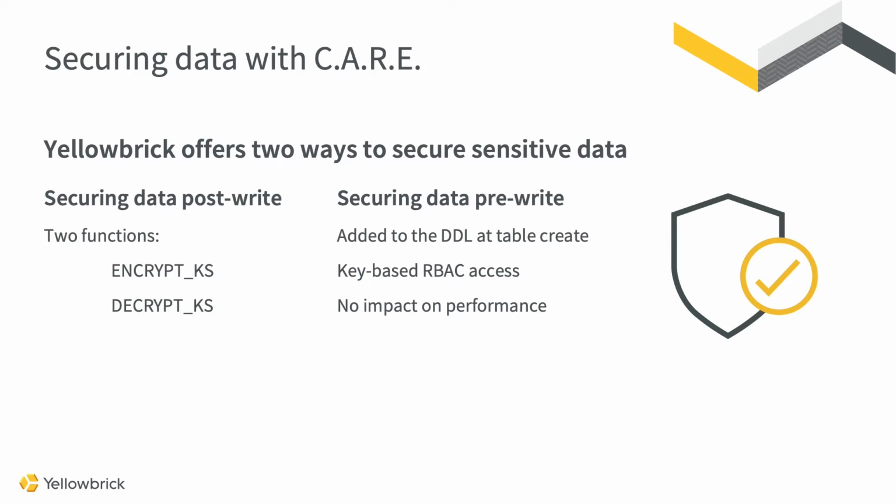unencrypted data. So what's interesting about this is you can use multiple keys to secure different columns and different tables. And rather than having to build secure views or do things like that, it's just the grant and revoke of the keys that open up the possibilities for who can see what data. With advanced security features like C.A.R.E, Yellowbrick makes securing your data easy.